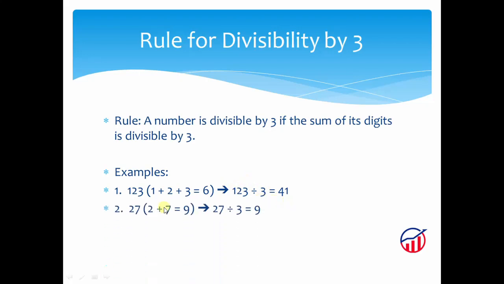Let's check another example. 27 is 2 plus 7, which is 9. 9 is divisible by 3. So 27 by 3 is equal to 9. And the last one, 81, 8 plus 1 is 9. And 9 is divisible by 3. Hence the entire number 81 is divisible by 3. Answer of which is 27.